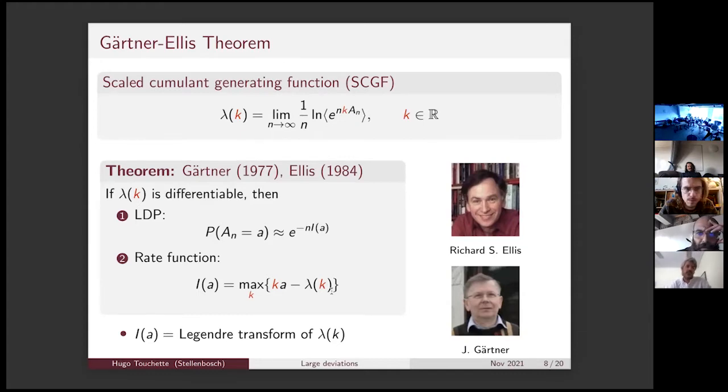So that's interesting. It shows that in cases where you can apply this theorem, the rate function will be convex, because it is the Legendre transform of a convex function. So here lambda(k) is always convex. The Legendre transform gives you a convex function.